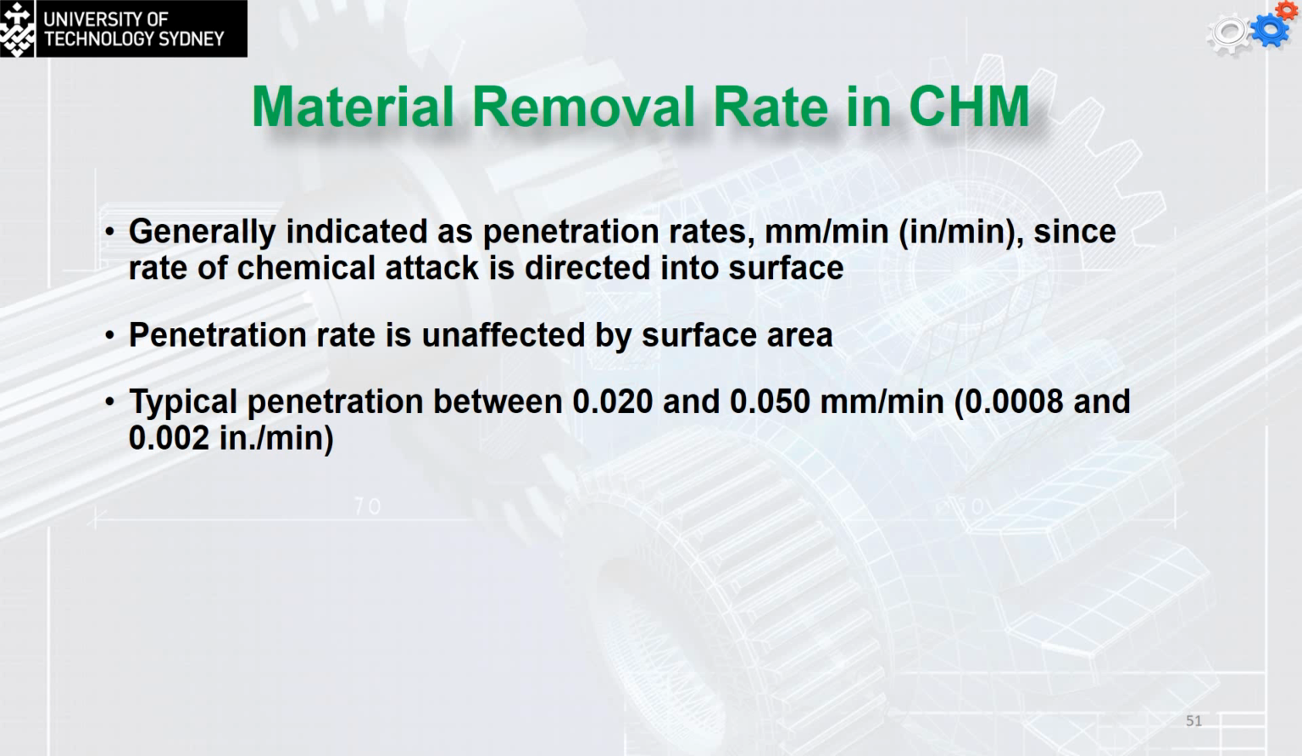Typical penetration is between 0.02 and 0.05 millimeters per minute, and if you change it to inches, it's going to be smaller. So it's quite slow, but actually we don't do very deep cutting with that. It just does the work you would like to have.